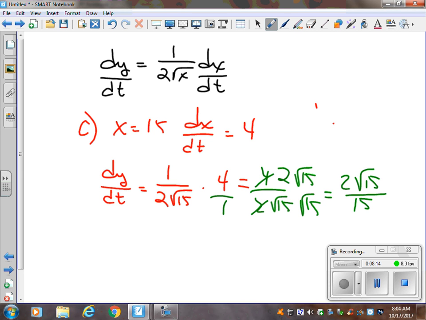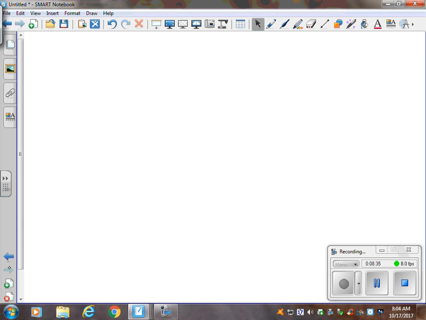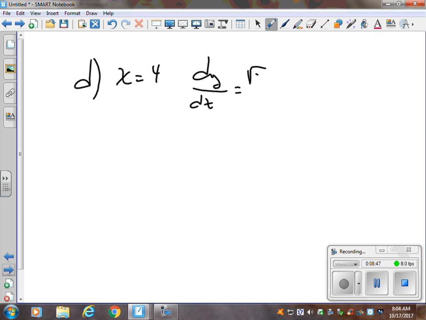All right, and then sometimes, that's interesting. I didn't write down the problem correctly, I don't believe, for this last one, because it looks funny. I'm just going to switch pages. It's just easier. All right, so in part D, x is equal to 4, but I believe this was supposed to say dy over dt is equal to the square root of 2 over 3.